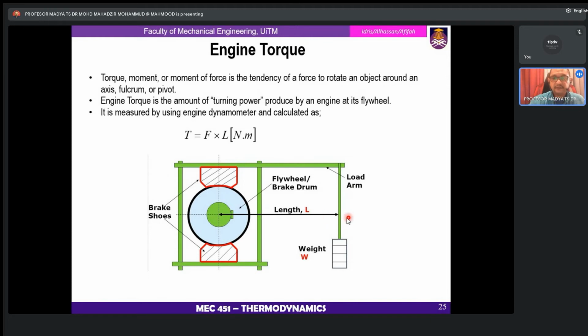okay, the load arm to the center of the rotating engine flywheel. So the unit is Newton meter. So this is basically the picture that shows a dynamometer attached to the engine. Okay, this is how it calculates torque.